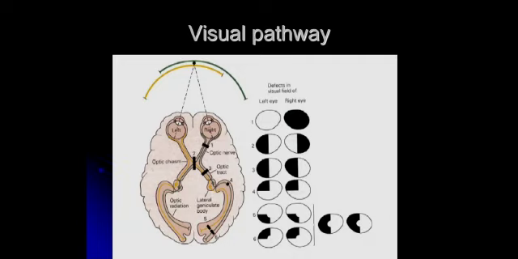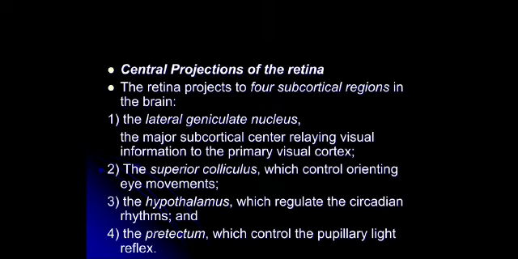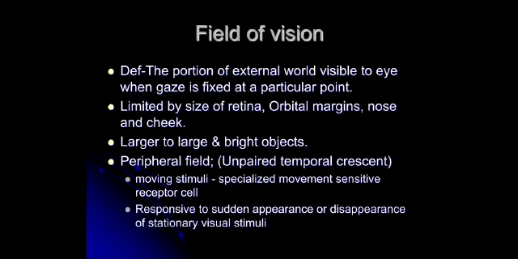You can see the macular sparing, hemianopia, homonymous, heteronymous. So there is some amount of macular sparing. The retina projects to 4 subcortical regions in the brain. The lateral geniculate nucleus, the major subcortical center relaying visual information to the primary visual cortex. The superior colliculus, which controls orienting eye movements, that is the visual reflexes. The hypothalamus, which regulates the circadian rhythm, and the pretectum, which controls the pupillary light reflexes.